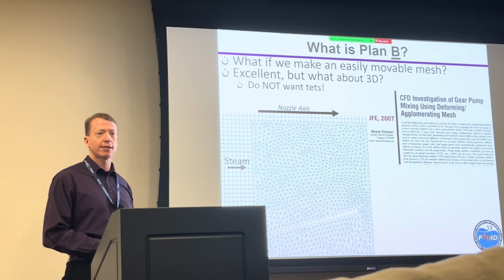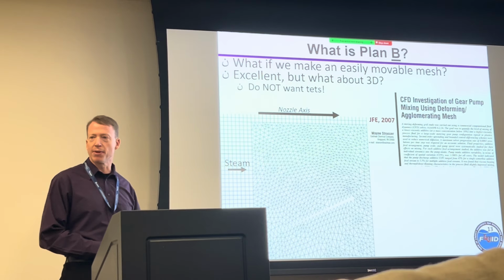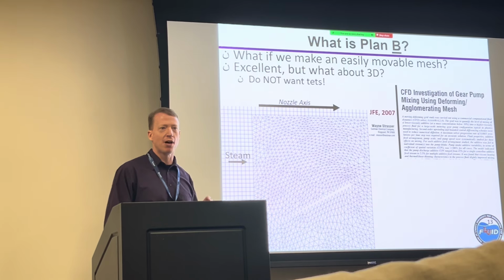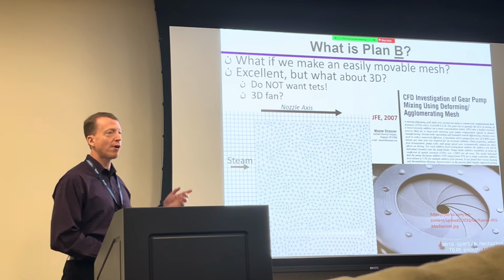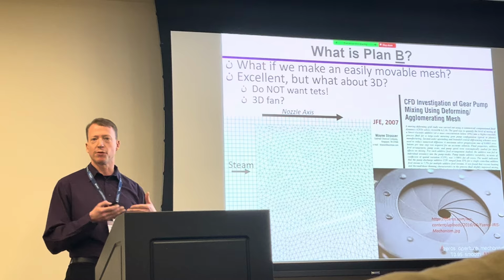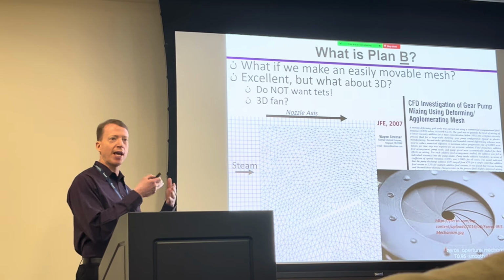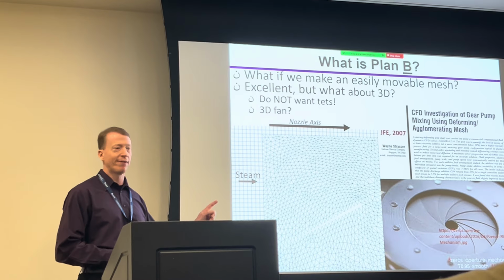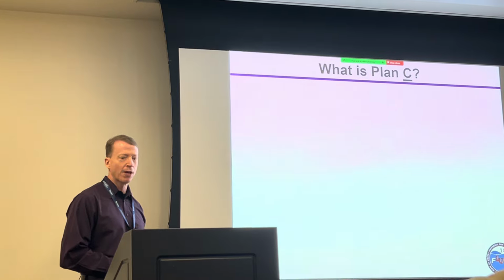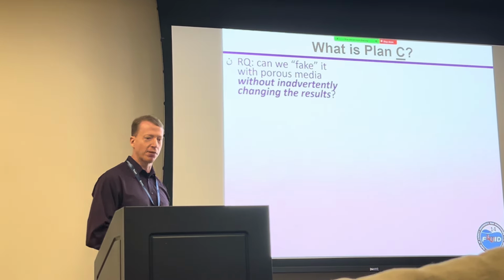Well, I hate TETs, and ANSYS requires unstructured mesh to be doing this in 3D, and I'm not going to do that. And also, when you're talking about a three-dimensional object with a reducing orifice size, you're talking about now a fan of things collapsing. I definitely do not want to do that in CFD. So what's plan C? Plan B was a failure, plan C.